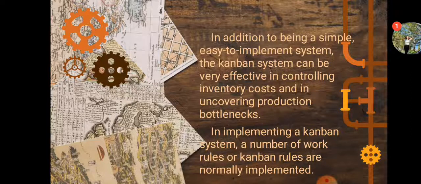Next is implementing a Kanban system. A number of work rules, or Kanban rules, are normally implemented, no? One of the typical Kanban rules is that no containers are filled without the appropriate Kanban, no? And another rule is that each container must hold exactly the specified number of parts or inventory items, no?